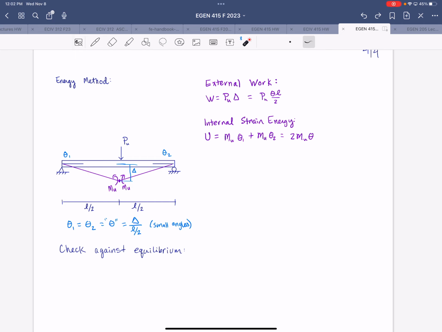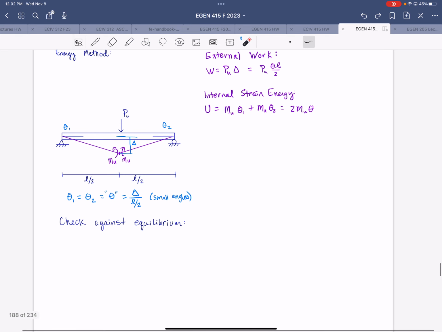As I mentioned, it may also make more sense to you if you think about the total rotation at the hinge, which is theta 1 plus theta 2. So that total rotation times the total moment, Mu, at the hinge. Either way, you end up with 2 Mu theta for the internal strain energy. And now we're ready to apply the total work principle.